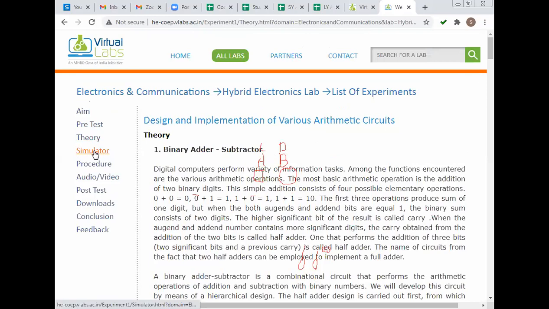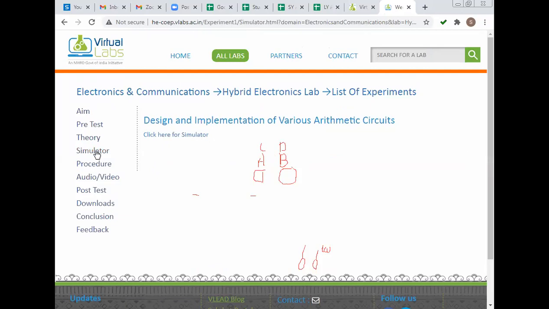You can move to the simulator. Okay, click on this simulator. So what happens? Design and implementation of various arithmetic circuits. What do various arithmetic circuits mean, or which are the various arithmetic circuits? Tell me. Different types of arithmetic circuits. Addition. Disha, are you there?